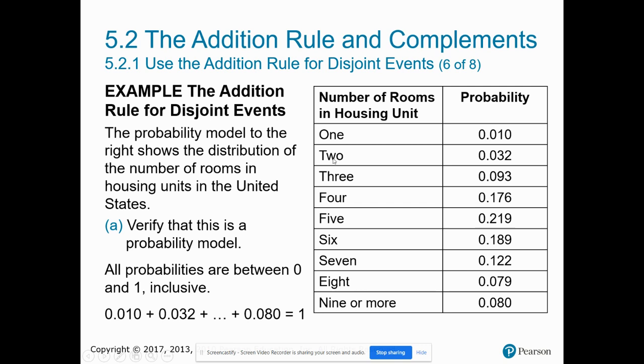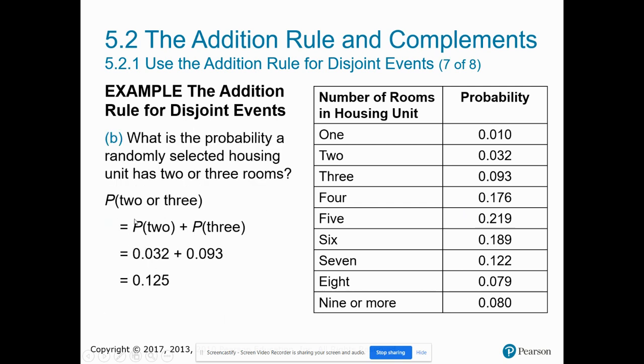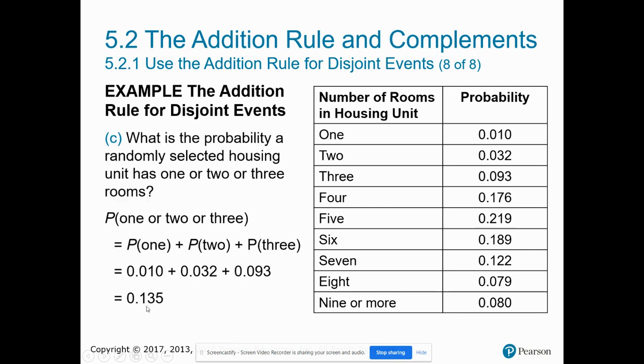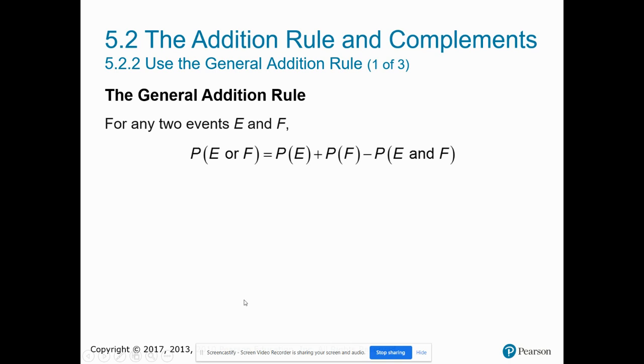So from yesterday, we can see this is a probability model. It all adds up to 1, and each one is in between 0 and 1. And we can answer questions like this. What's the probability that a randomly selected housing unit has 2 or 3 rooms? So that's the probability that it has 2 rooms plus the probability that it has 3 rooms. What's the probability that it has 1 or 2 or 3? Well, because those are all disjoint, there's no overlap there, we add those 3 probabilities together.